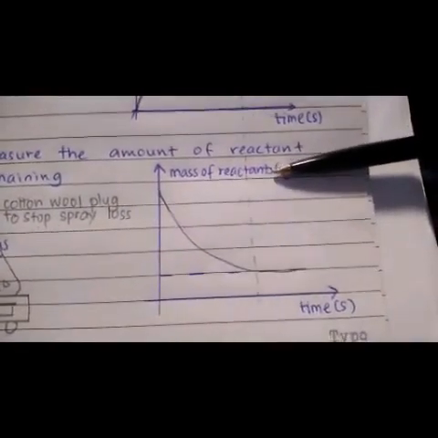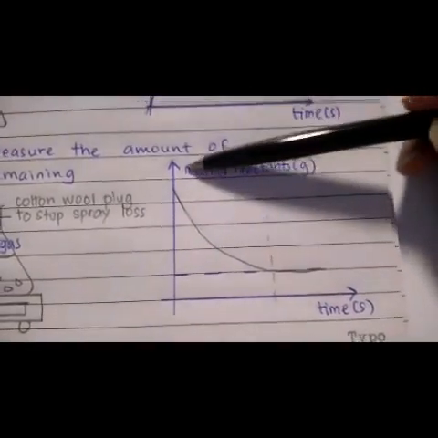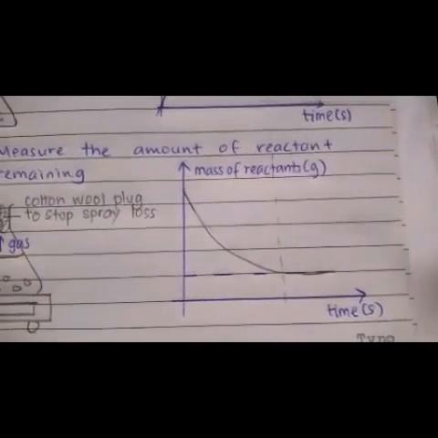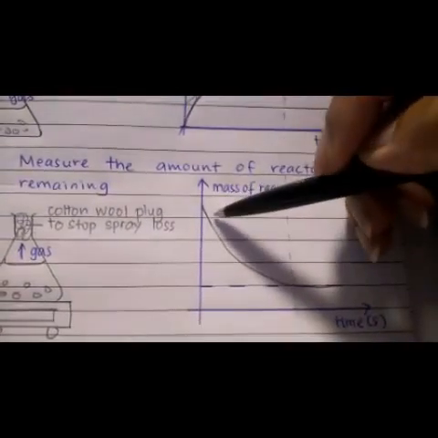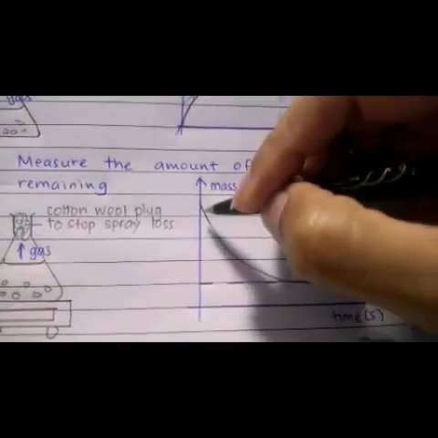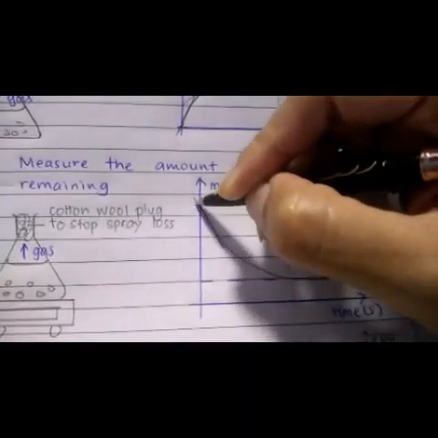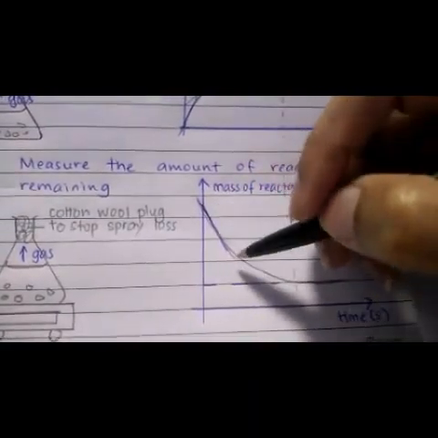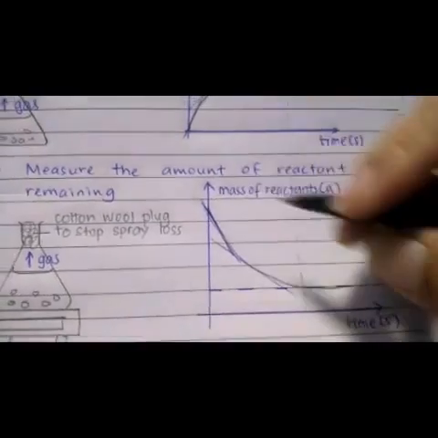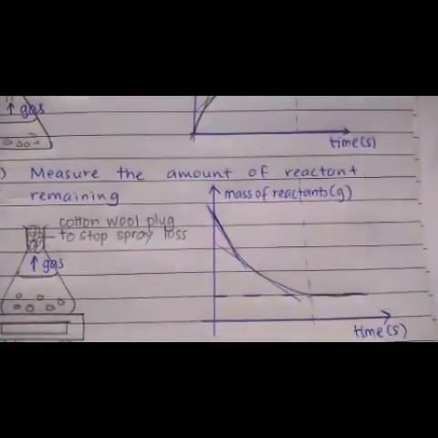Important to take note of the axis and the units. Please don't miss that one out. This is how it looks like over time. So in this graph, you should also be able to see that initially the gradient is steep, and then it gets more gradual, and over time it becomes zero.